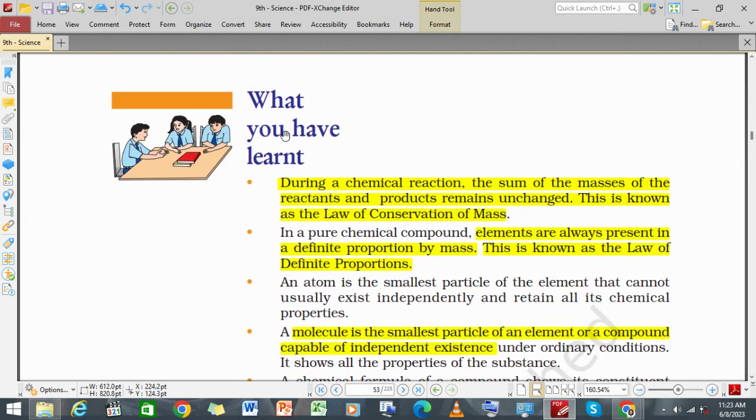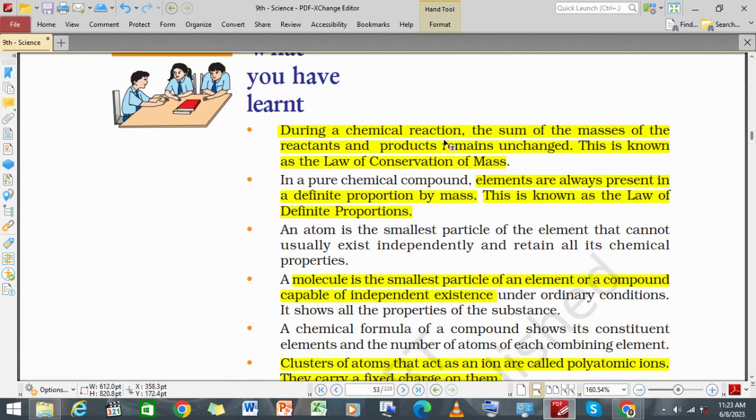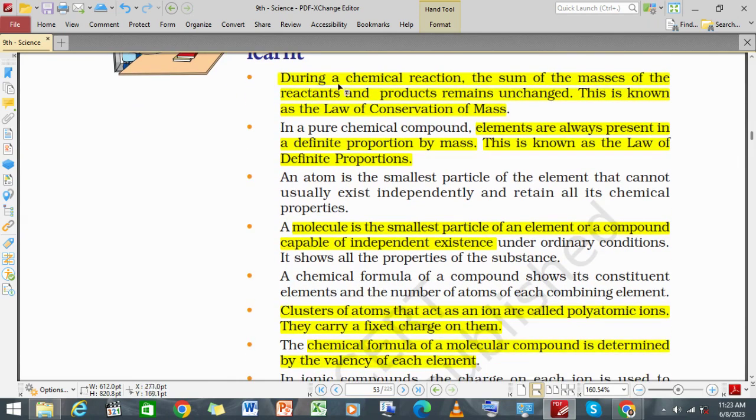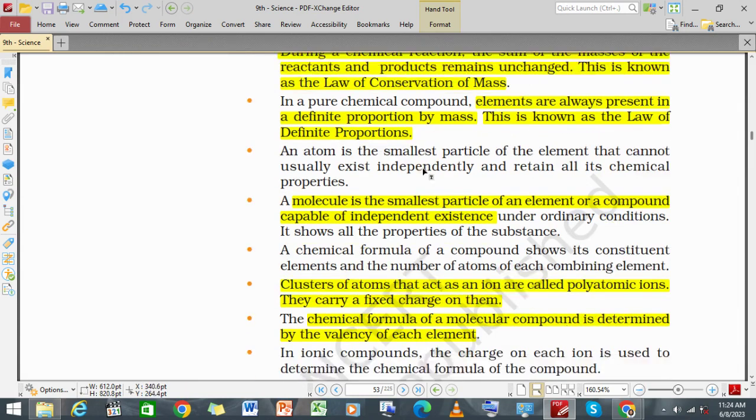During a chemical reaction, the sum of masses of the reactants and products remains unchanged, and this is known as the law of conservation of mass. That means mass can neither be created nor destroyed. Mass will always be unchanged. And the elements are always present in a definite proportion by mass, and this is known as the law of definite proportion.